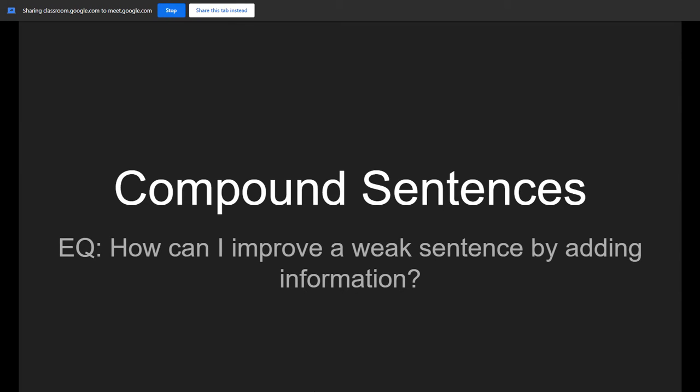All right, today we're going to talk about compound sentences. Compound sentences are a great way that we can improve our writing just by combining some smaller sentences or by adding some more information. Our essential question is, how can I improve a weak sentence by adding information?